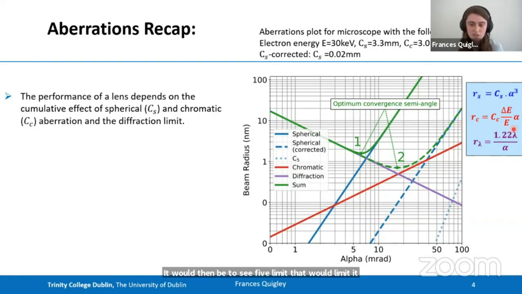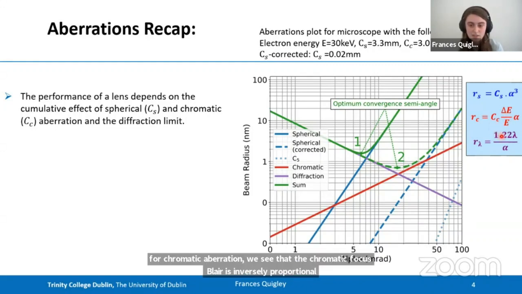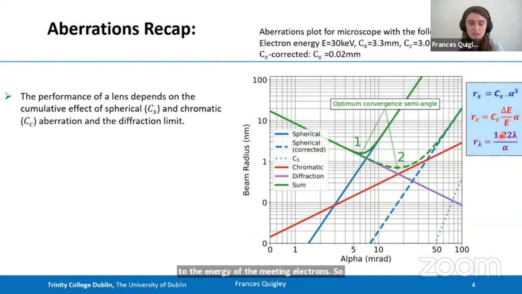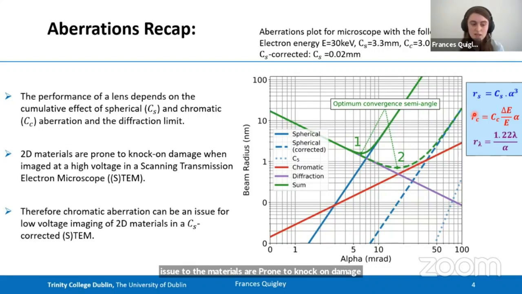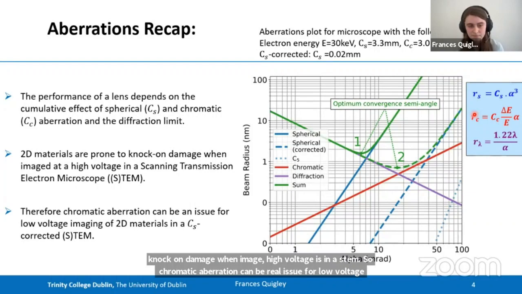However, looking at this equation for chromatic aberration, we see that the chromatic defocus blur is inversely proportional to the energy of the impeding electrons. So for low voltage imaging, the chromatic defocus blur can be an issue. 2D materials are prone to knock-on damage when imaged at high voltages in a STEM, so chromatic aberration can be a real issue for low voltage imaging of 2D materials in a spherical aberration corrected STEM.